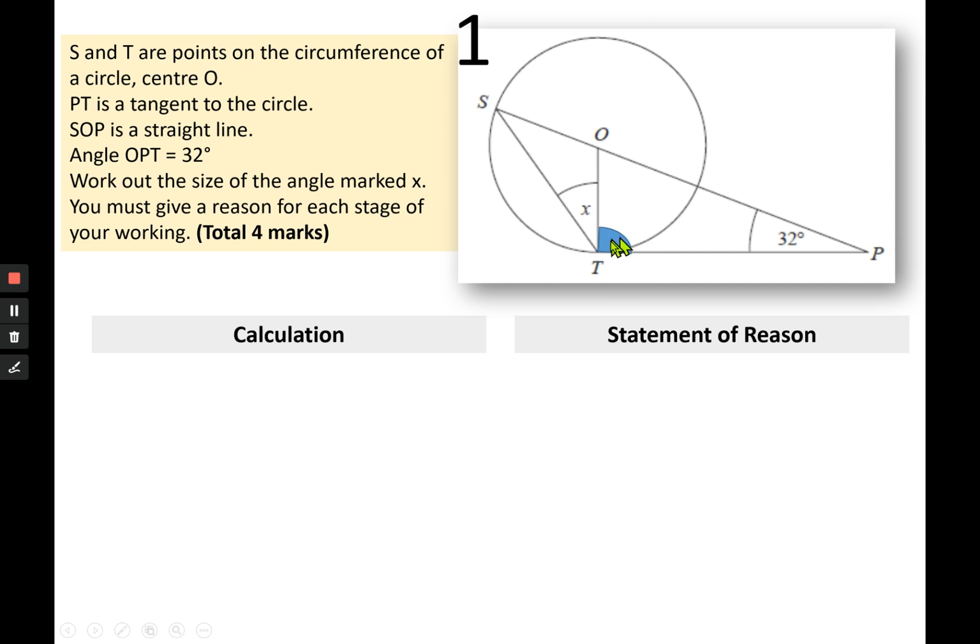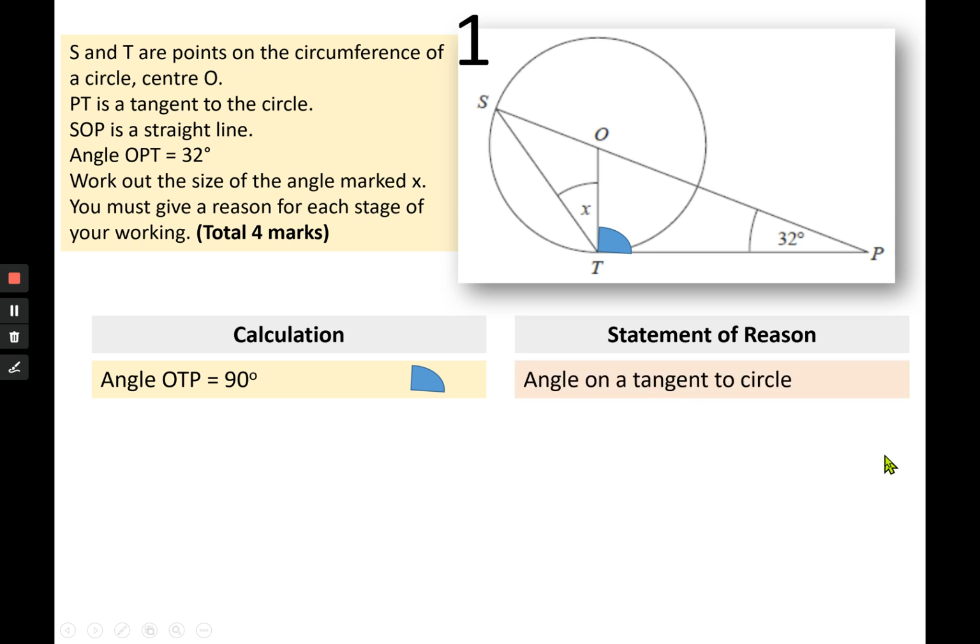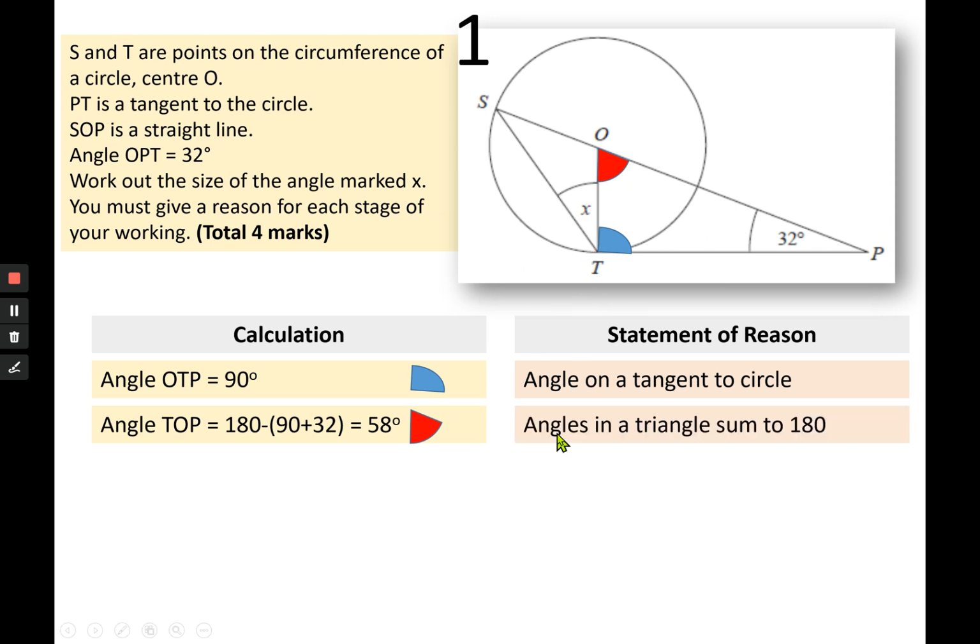So this angle here is OTP. You can say OTP equals 90 degrees, and then you have to give a reason why. So after every calculation, you have to tell what's the reason for it. In this case, we can say a tangent on a circle. Tangent to a circle meets at 90 degrees. And then you can say this angle here, TOP, is 180, take away the other two angles because it's angles in a triangle. And then we know that we can work out SOT or TOS, whichever way.